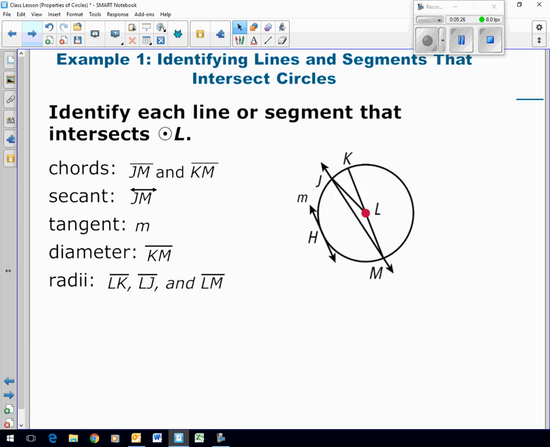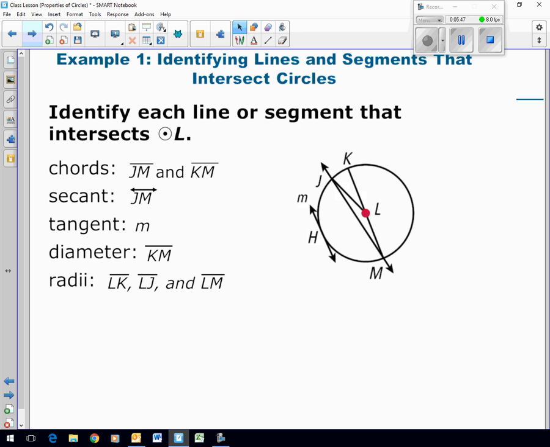So what's important here? The symbols, guys. You got to remember the difference in the symbols between a line and a line segment. If it's a chord, then you write it as a line segment. If it's a secant, then you write it as a line.